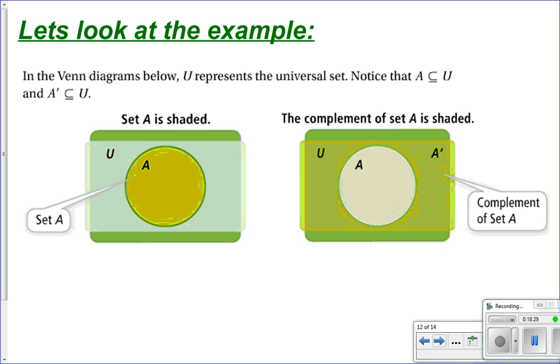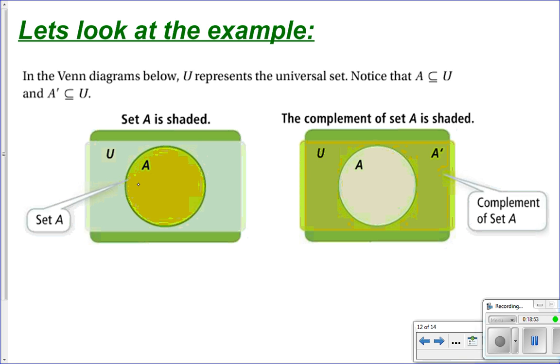So let's look here at this example. In the Venn diagram below, U is going to represent the universal set. It's the whole thing. It says, notice that A is a subset of U, where A is the circle part. So set A is the circle inside the whole entire universal set. Set A is shaded. That's what's shaded right there.